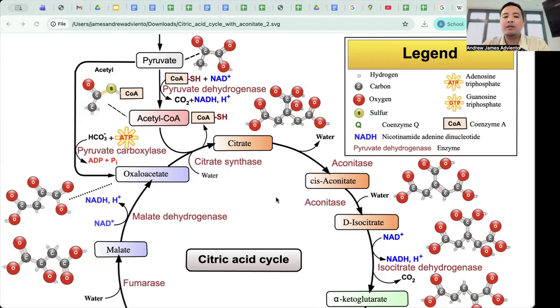So this is the stage where the cell fully breaks down what's left of the glucose to release high energy electron carriers that will later produce ATP. So let's go to setting the stage. Remember that after glycolysis, pyruvate enters the mitochondria and becomes acetyl coenzyme A. This one, acetyl coenzyme A, is our starting molecule.